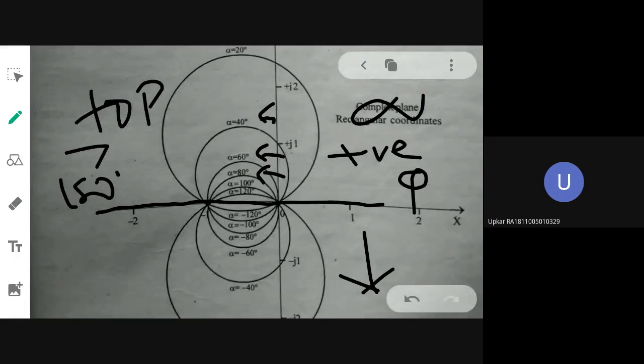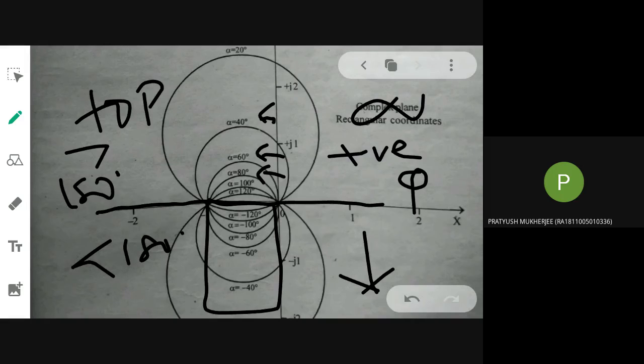You can see for yourselves, all these angles are negative. So they will be located below the 180 degree axis. These circles are called what circle? N circle. Okay, N circle.